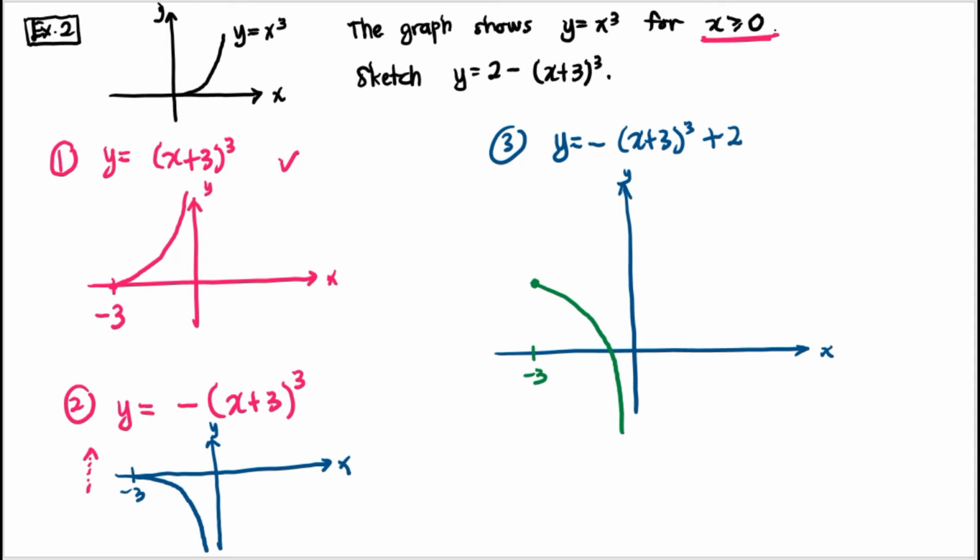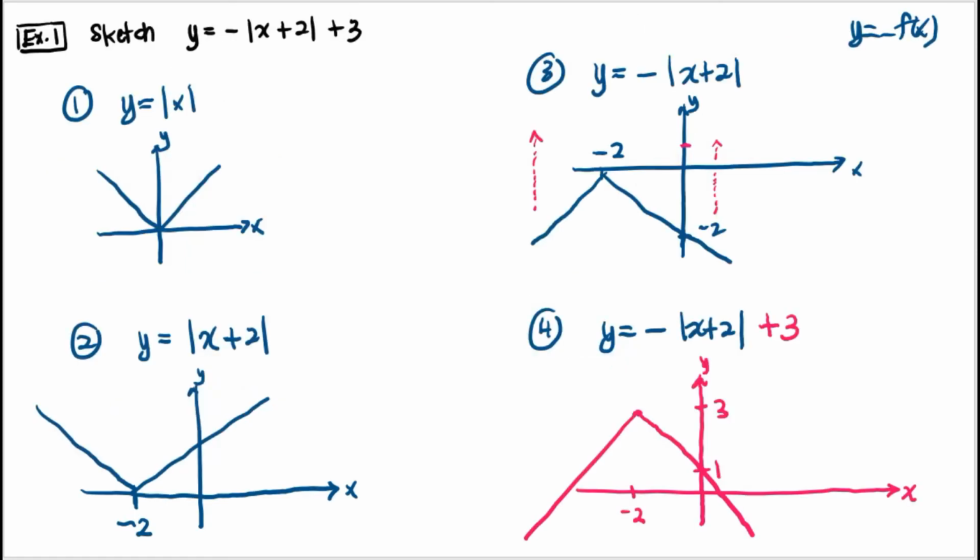Actually, you don't have to draw this. You can see that here is 2 because we already shifted upwards by 2 units. You can make a dotted line here to make it clearer. Same goes for this one. You can draw a dotted line here.